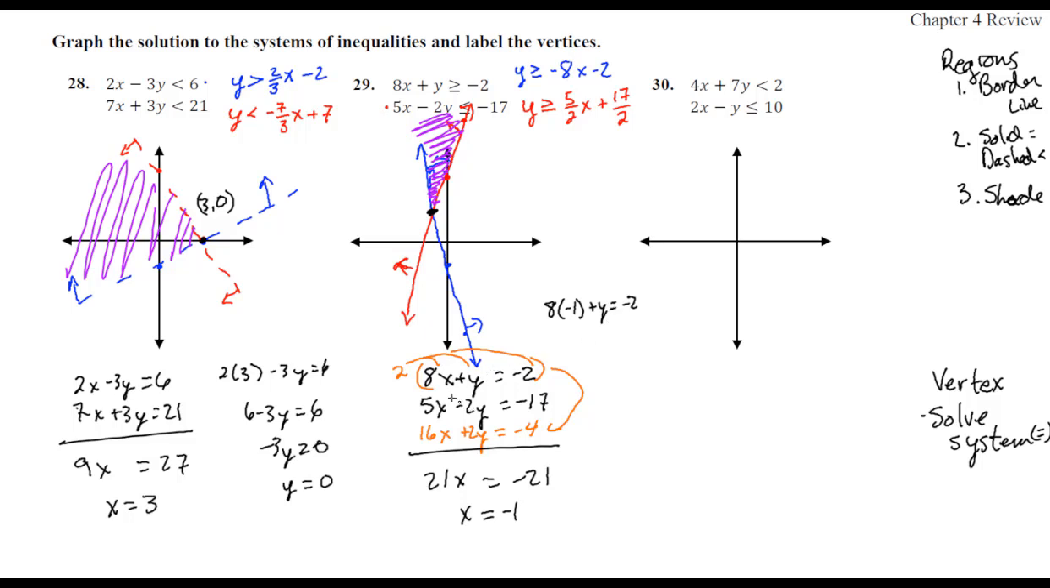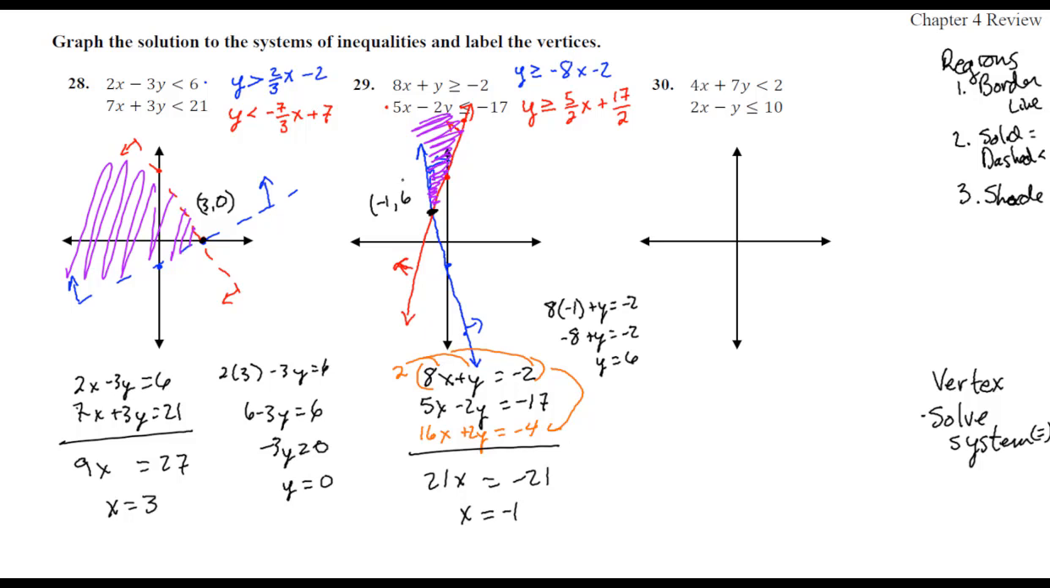Remember, it doesn't matter where we stick it. I just picked one of those two lines. And we get negative 8 plus y equals negative 2. Add 8 to both sides, and we get y equals 6. So x is negative 1, y is 6.